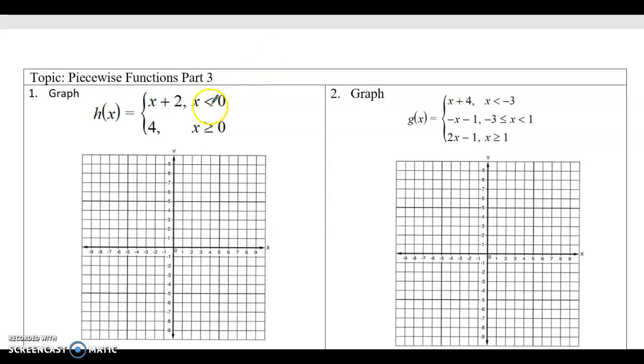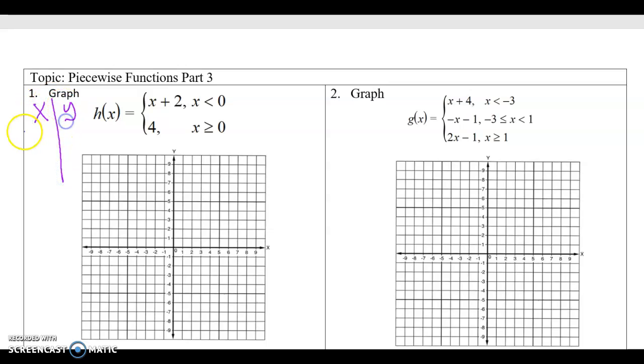Okay, so today we are going to do piecewise functions part 3. So we're actually going to graph piecewise functions because we know how to graph functions with domain restrictions, because that's what we did in the previous lesson. So now we're going to graph, basically it's just two functions with domain restrictions put together, and that's what a piecewise function is.